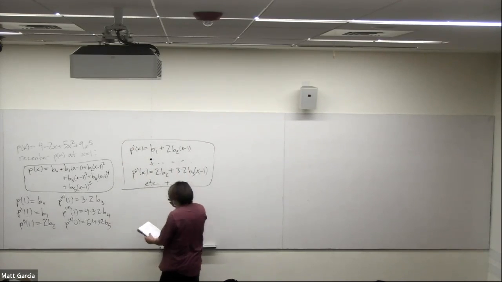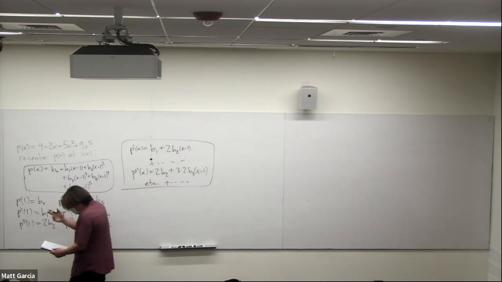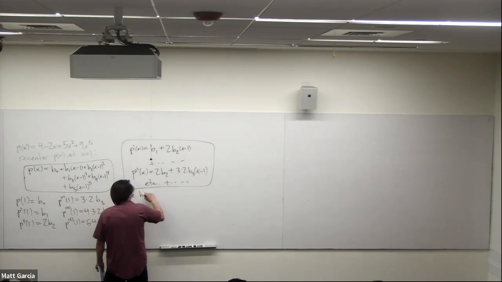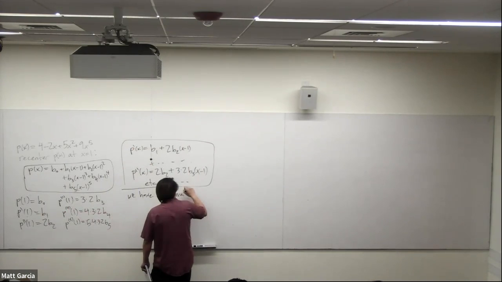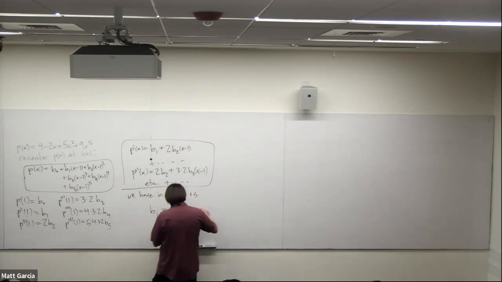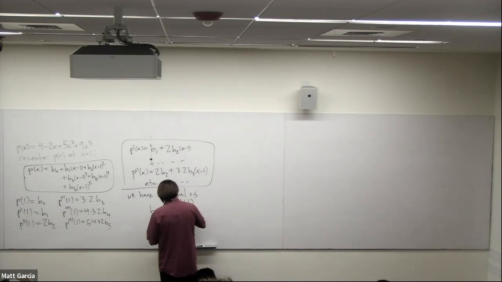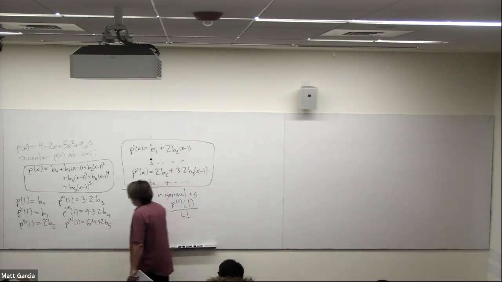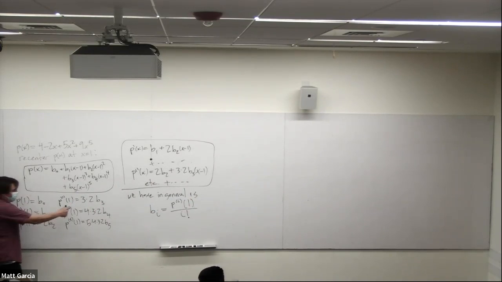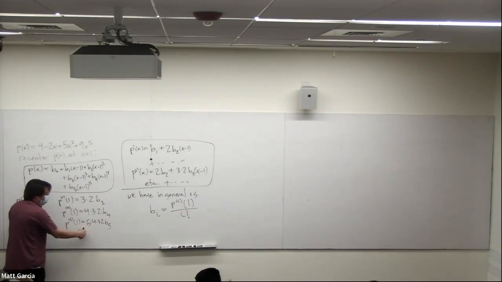This is an incomplete process, of course. What we have in general is the formula: b sub i is equal to the ith derivative of p evaluated at 1 divided by i factorial, for 0 factorial, 1 factorial, 2 factorial, 3 factorial, 4 factorial, 5 factorial. So I'm just solving each of these equations for b.